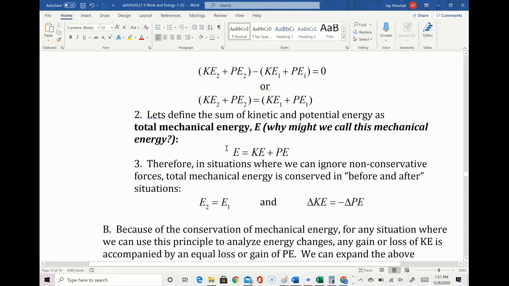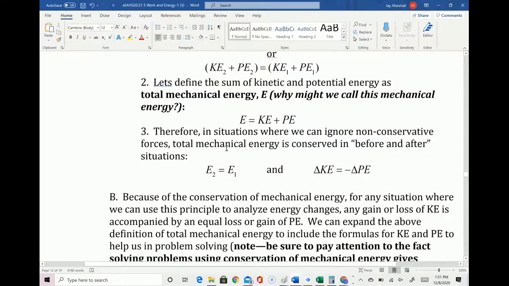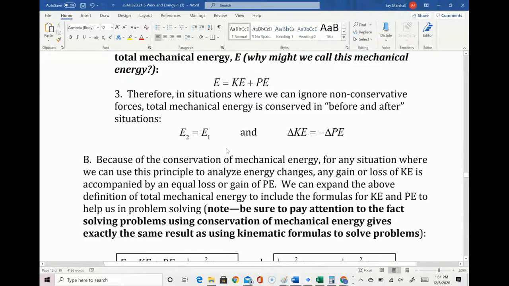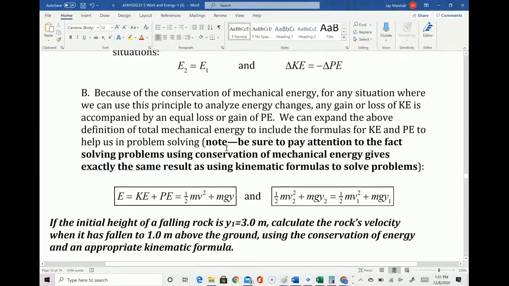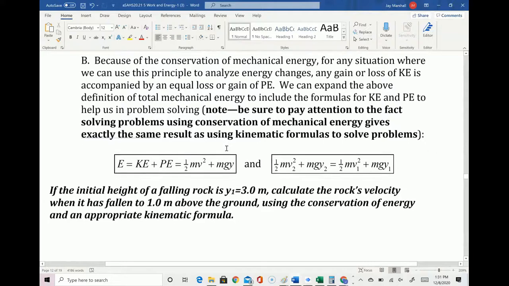Because of the conservation of mechanical energy, for any situation where we can use this principle to analyze energy changes, any loss or gain of kinetic energy is accompanied by an equal loss or gain of potential energy. We can expand the above definition of total mechanical energy to include formulas for KE and PE to help us in problem solving. But be sure to pay attention to the fact that solving problems using conservation of mechanical energy gives exactly the same result as using kinematic formulas. I can solve them using either way.